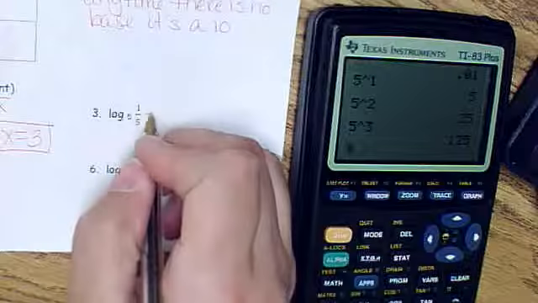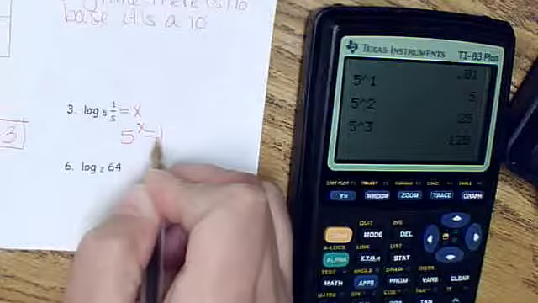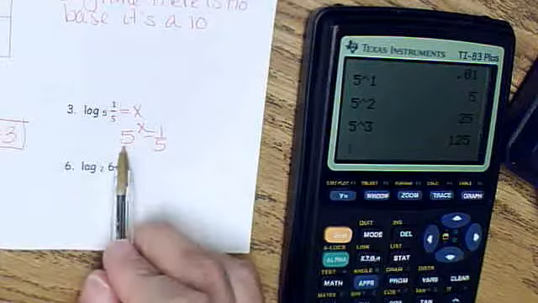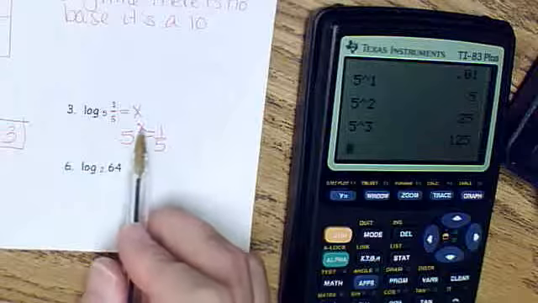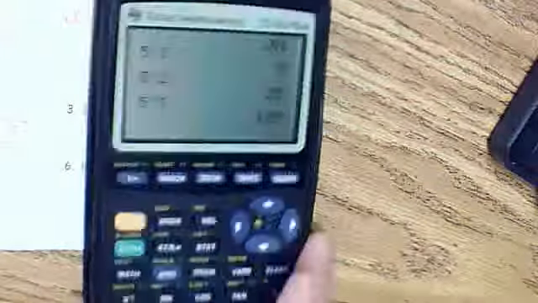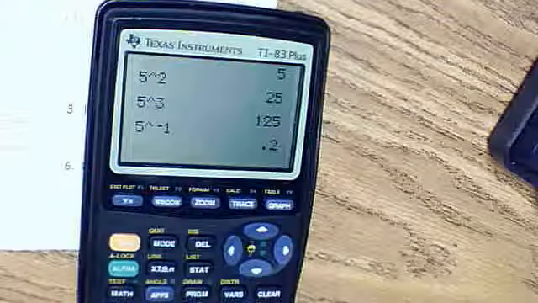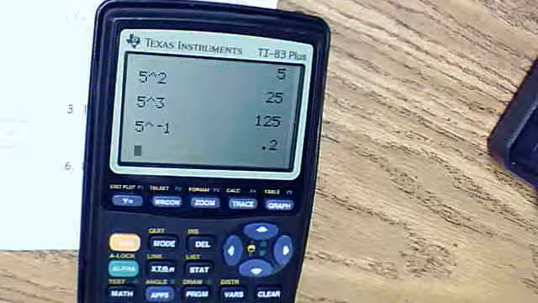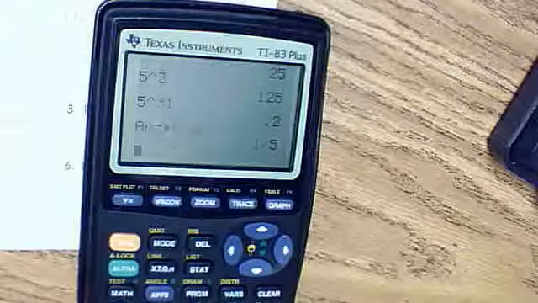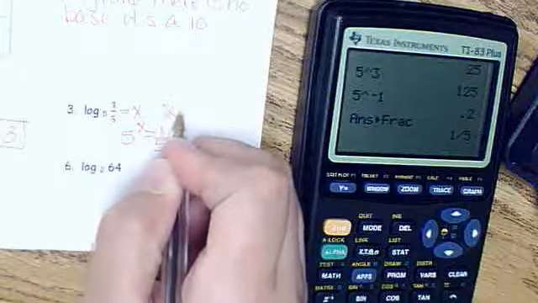Number 3, I put equals x. So 5 to the x equals 1/5. Because this is a whole number and that's a fraction, that means x is going to have to be negative. So I'm going to try 5 to the negative 1. Now that gave me a decimal, but I want to know if it's a fraction. So I hit math, enter, enter, and it's 1/5. So there's my answer, x equals negative 1.